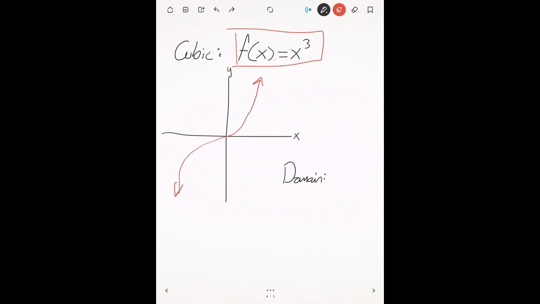So when you ask yourself what the domain is, how far left does it go? Well, it goes off to negative infinity. And how far right does it go? Well, it goes off to positive infinity. So there's your domain.